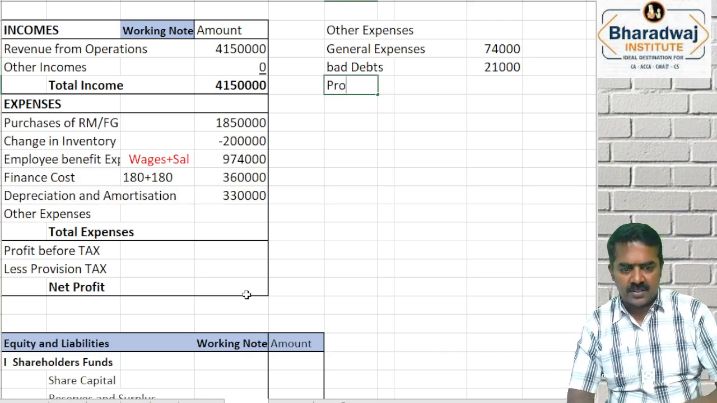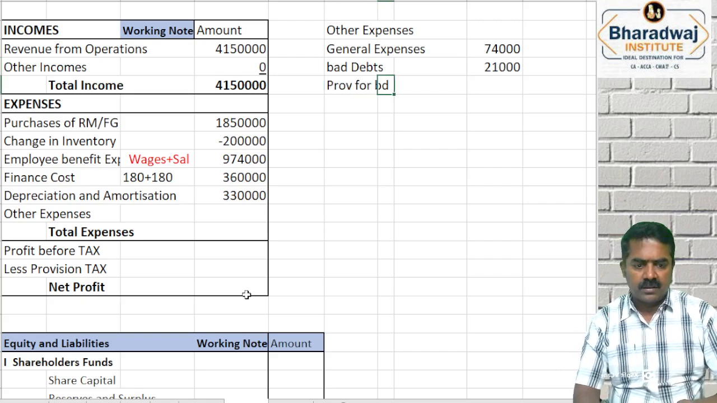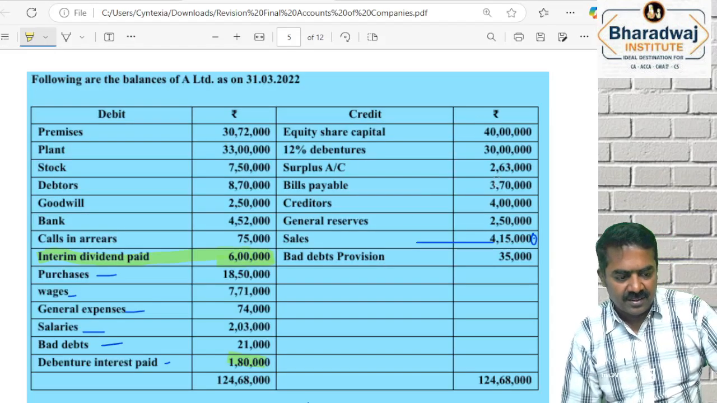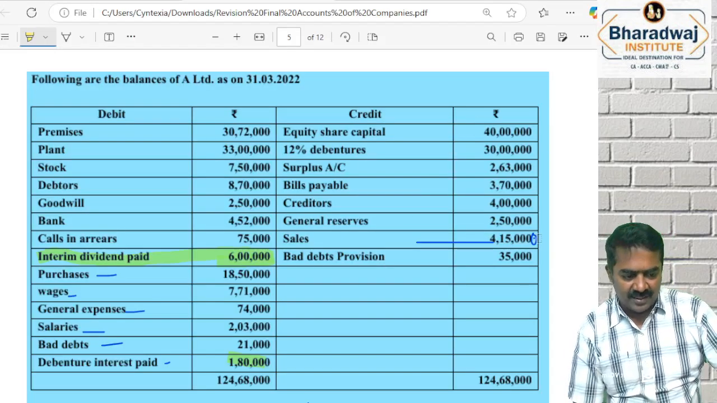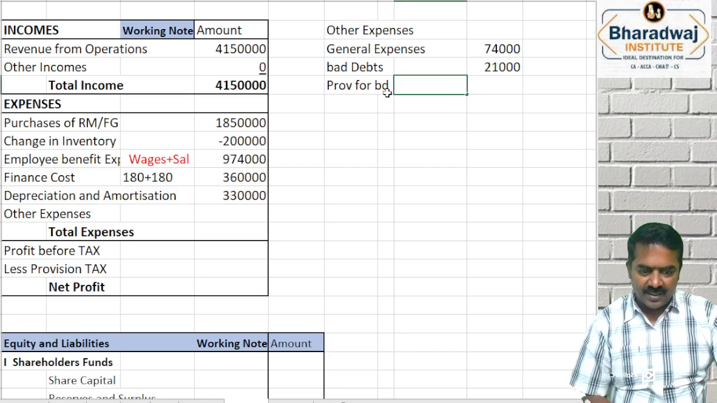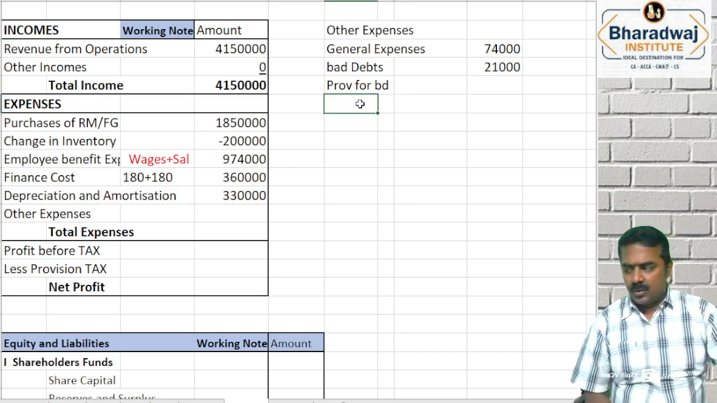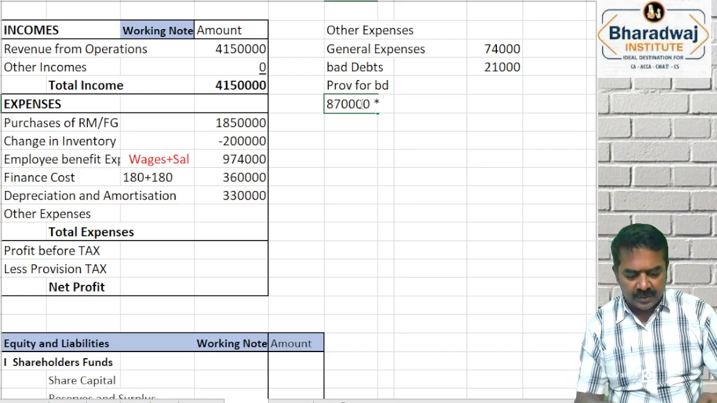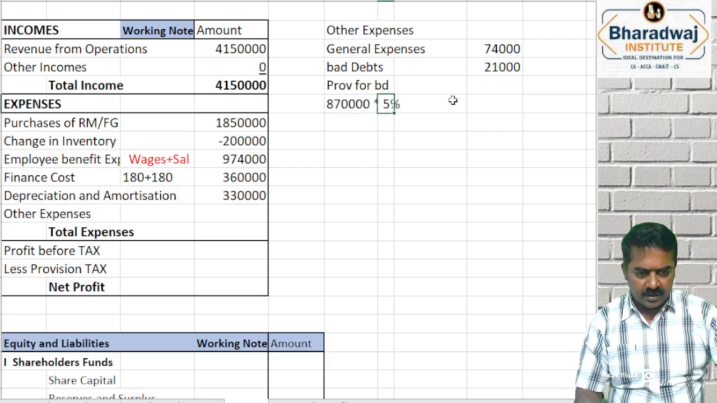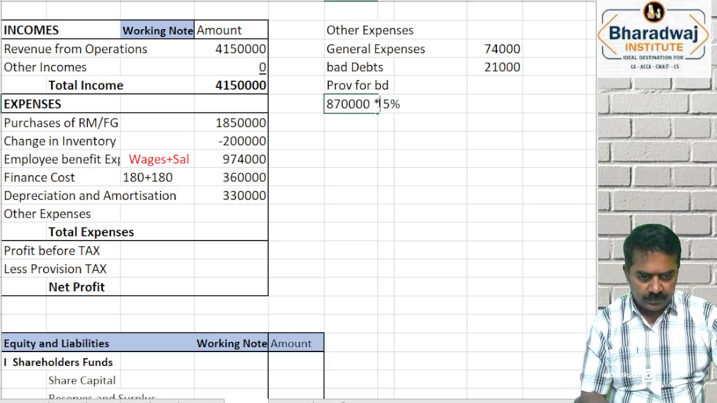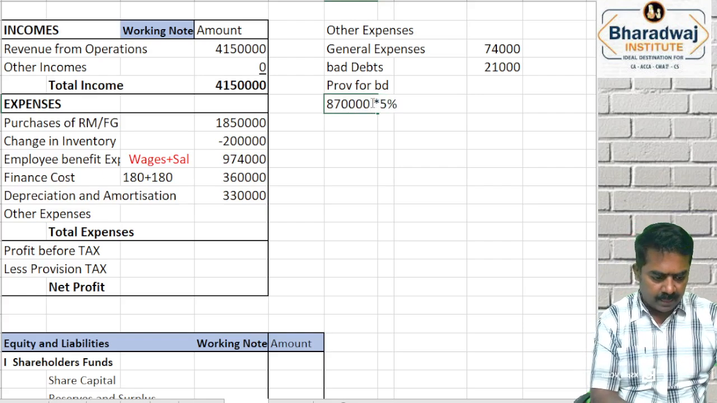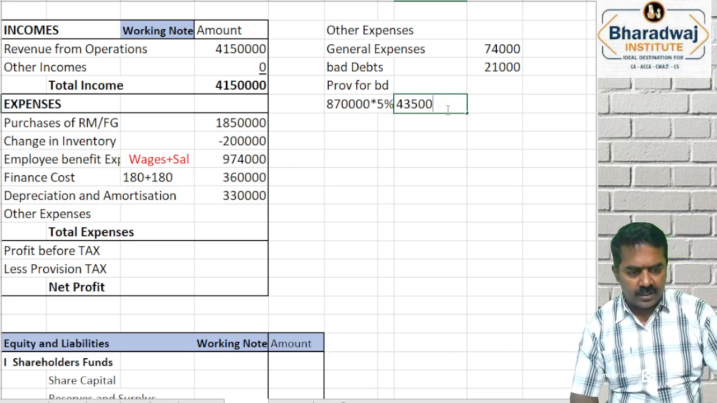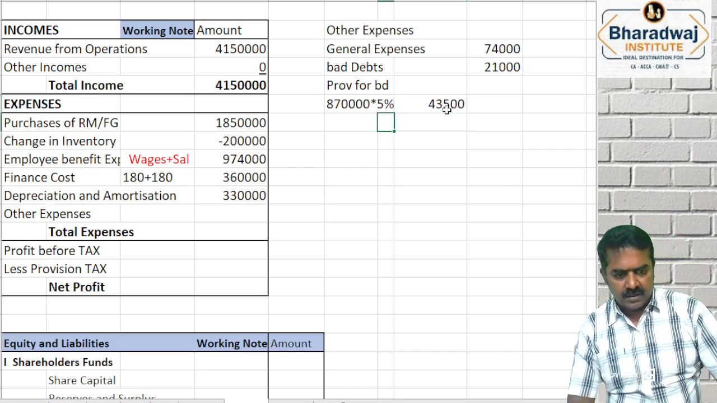Provision for bad debts. Sir, one doubt. Ask. Typing error in the question. Okay, this one I didn't understand. Okay, 41,50,000 only. Provision for bad debts: what is required? How much percent is required on 8,70,000? 5%. How much? 43,500, sir. 43,500 less opening balance, 35,000, sir.